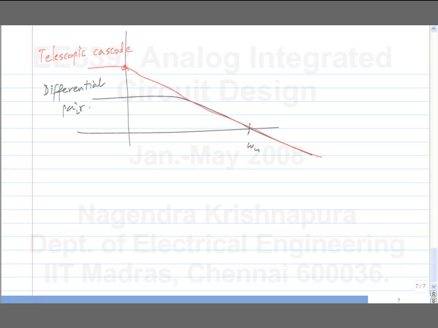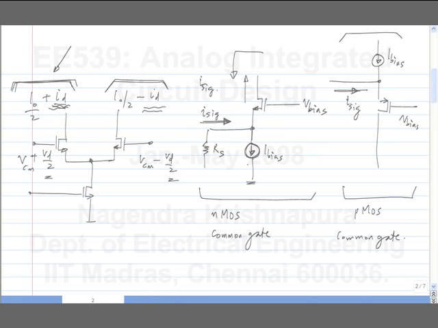So, we will stop here. The only thing I want to ask is, how will you use a PMOS cascode? Let's say I started with NMOS cascode because it was convenient. How will I go about using a PMOS cascode? His suggestion is this, okay.